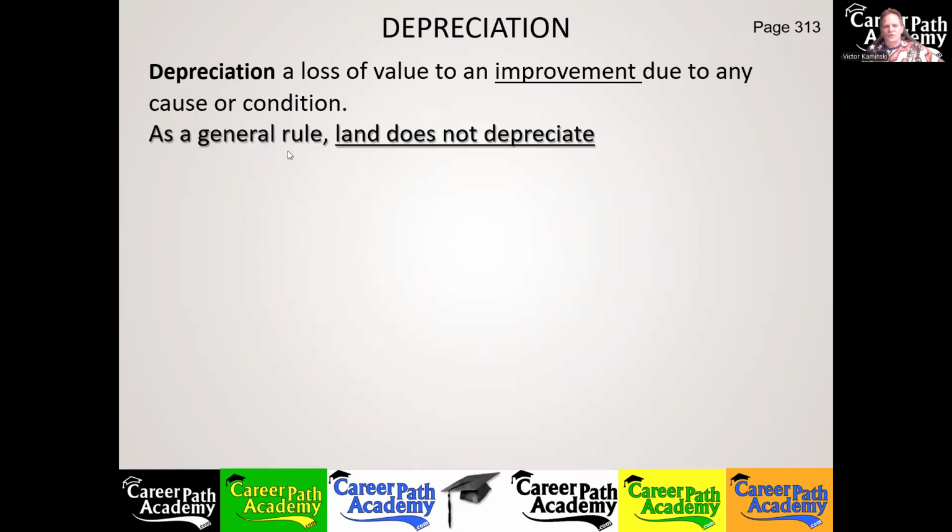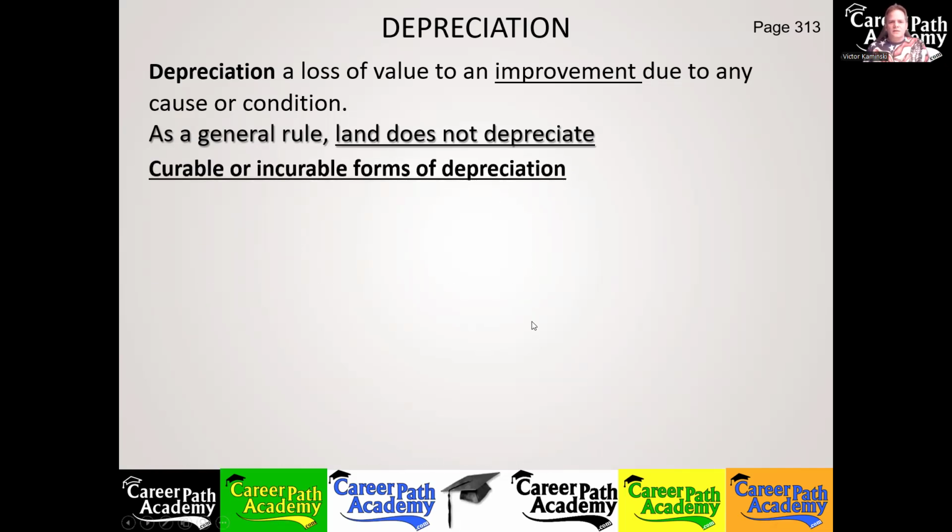And as a general rule, land does not depreciate. Only in extreme circumstances like contamination and things of that nature. Otherwise, as a general rule, land doesn't depreciate. There are curable and incurable forms of depreciation. You have physical deterioration, which can be cured with repairs. The building may be rotting because the wood is old or it got termites or whatever.